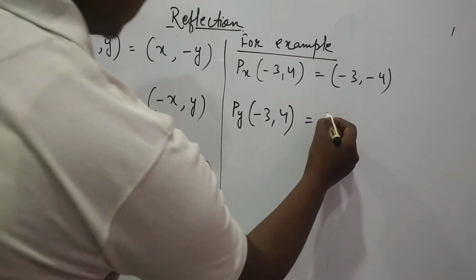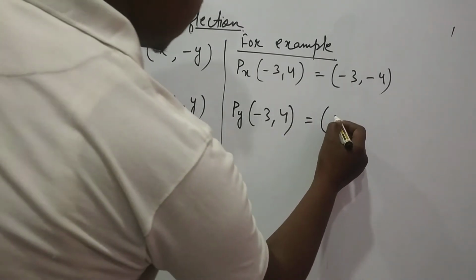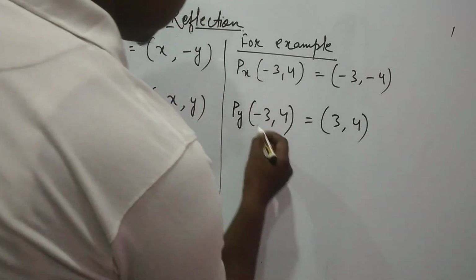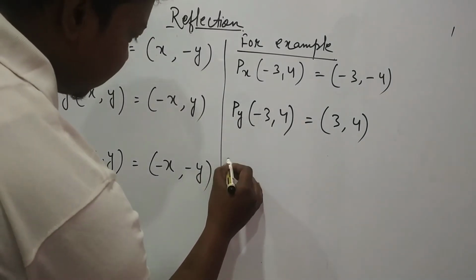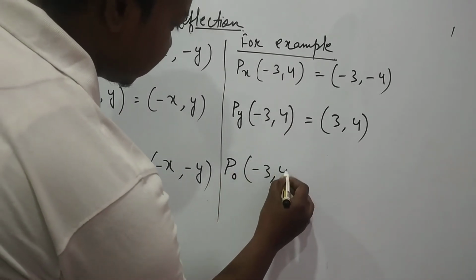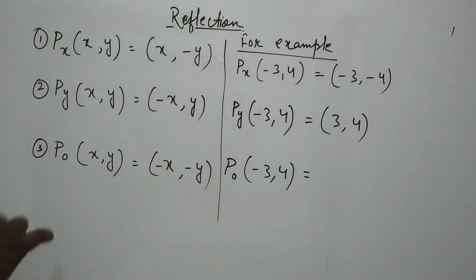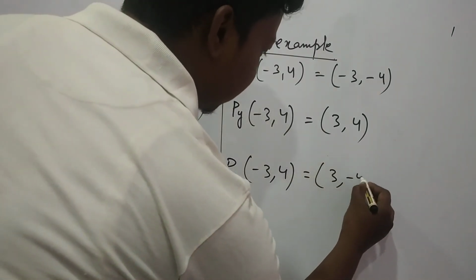Similarly, when the point P (-3, 4) is reflected on y-axis, the x-coordinate sign changes. -3 becomes +3 and the reflected point is (3, 4). And when the point P (-3, 4) is reflected on the origin, both the x and y coordinates change, so it becomes (3, -4).